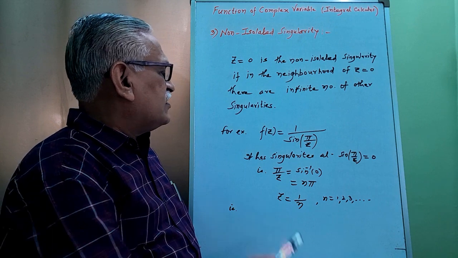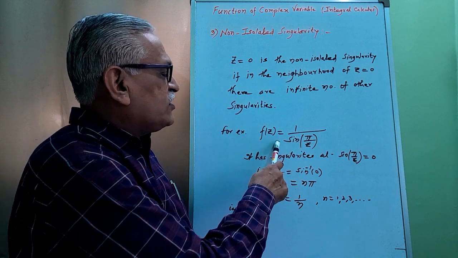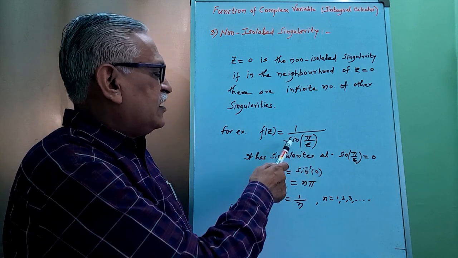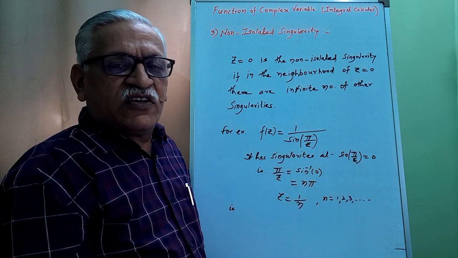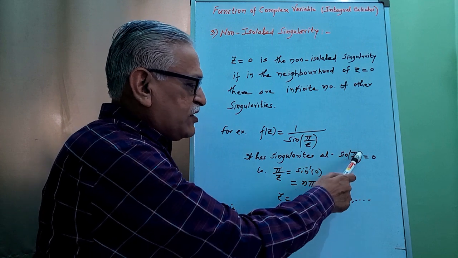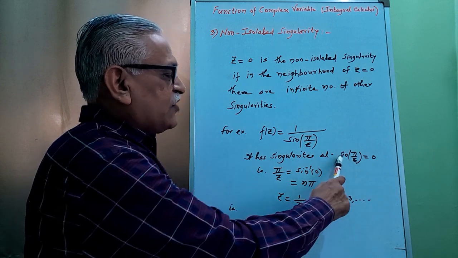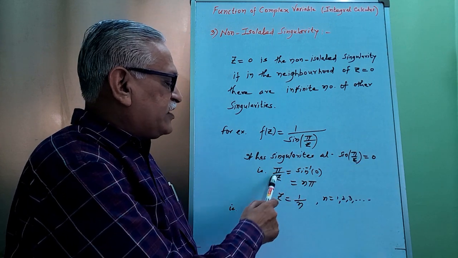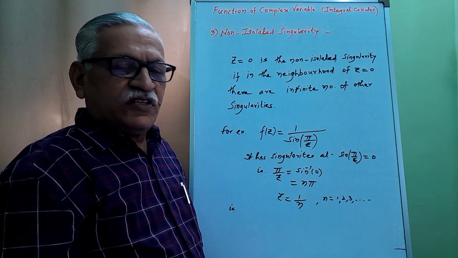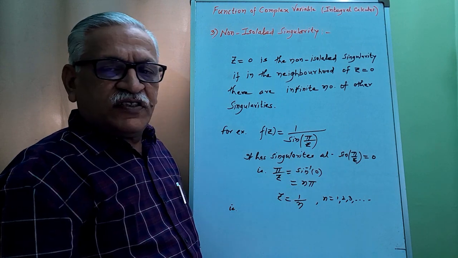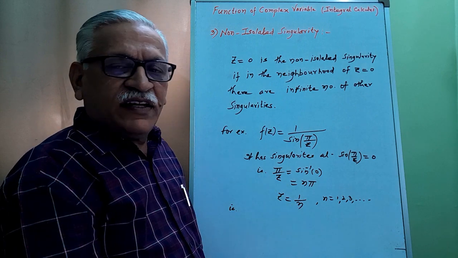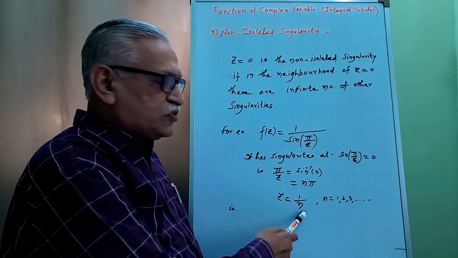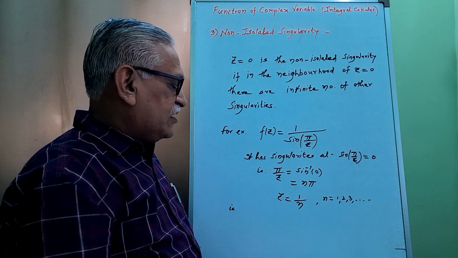For example, f(z) is equal to 1 upon sine of pi by z. To determine that singularity, we equate the denominator term to 0. We get sine of pi by z equals 0. Transferring this to the other side, we get pi by z equals sine inverse of 0, and the standard value of sine inverse of 0 is n pi. Pi gets cancelled. 1 by z equals n, and therefore z equals 1 by n.